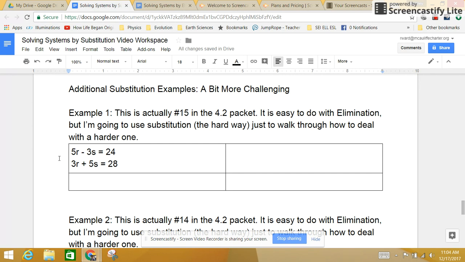So I'm going to look at this one. This is actually number 15 in your packet. 5r minus 3s equals 24, and 3r plus 5s equals 28.